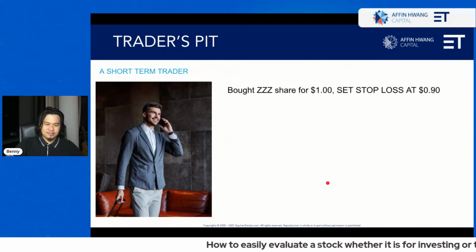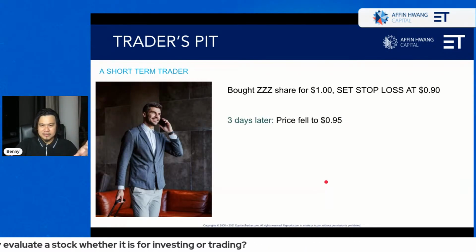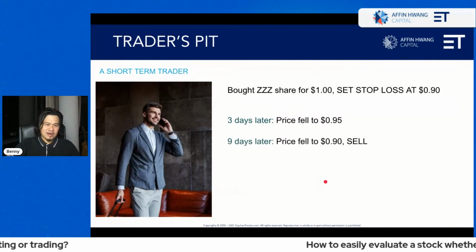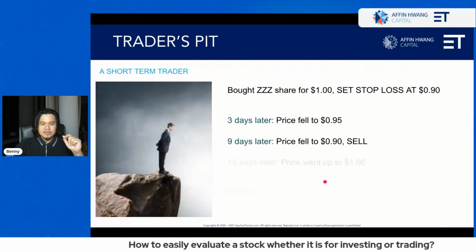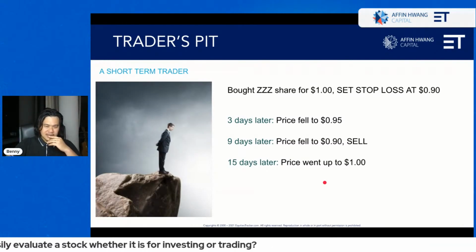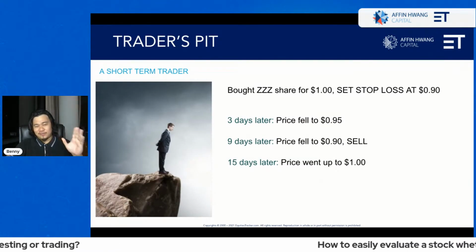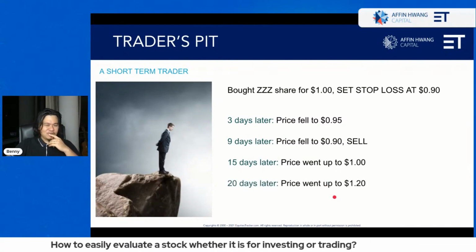Now, third scenario, you bought ZZZ share at $1. Put a stop loss at 90 cents. Okay, the price fell to 95 cents 3 days after you bought. Okay, 9 days later, the price fell to 90 cents and you sell, you're out again because you're following the plan, right? Okay, now 15 days later, the price went back up to $1. And then you'd be thinking to yourself, I should not have sold that share at 90 cents, right? Because the price has now come back to $1. And then 20 days later, it went up to 120.